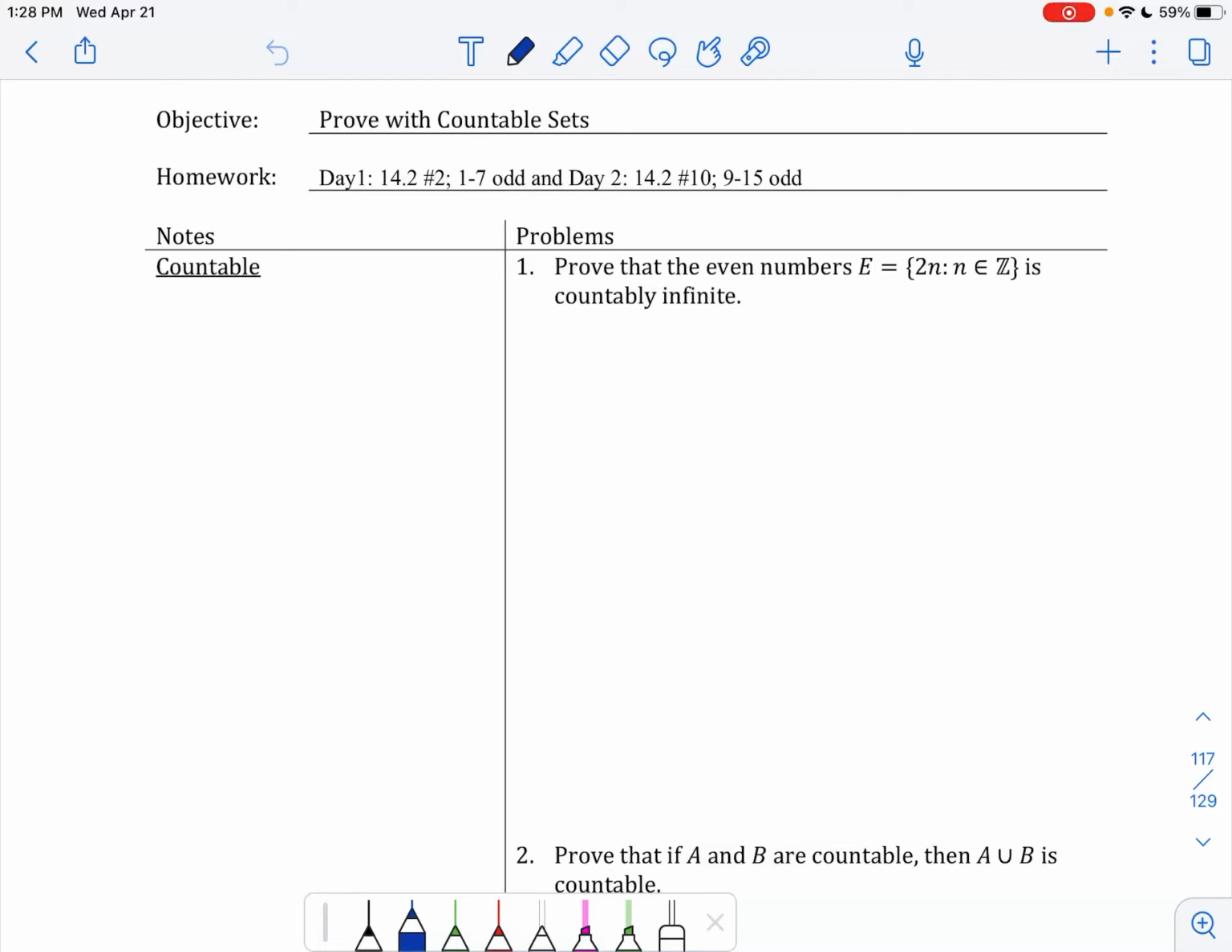Hello all, and welcome to your next week of Math Theory. We're going to be looking at 14.2 over the next week, which is about proving with countable sets. So get yourself ready for notes and we're going to get started.